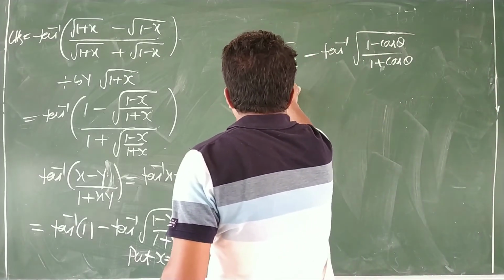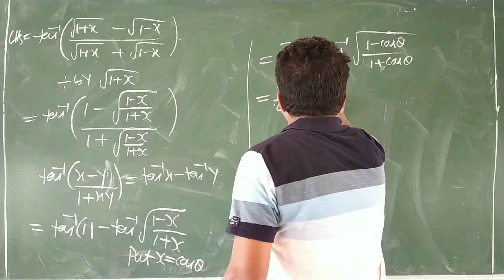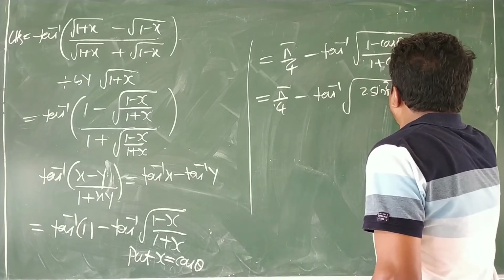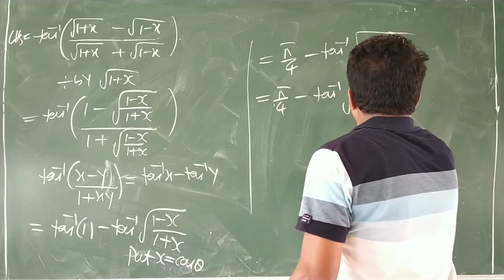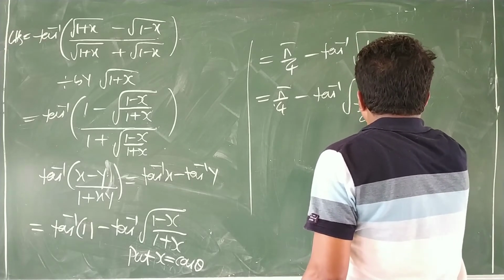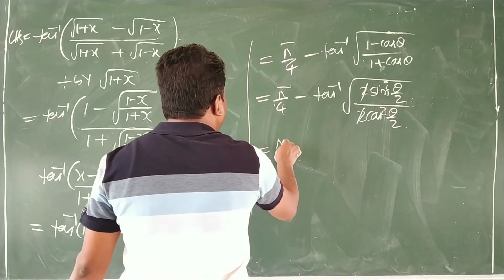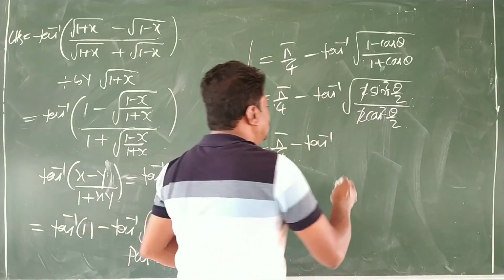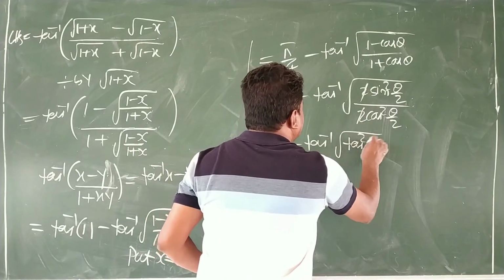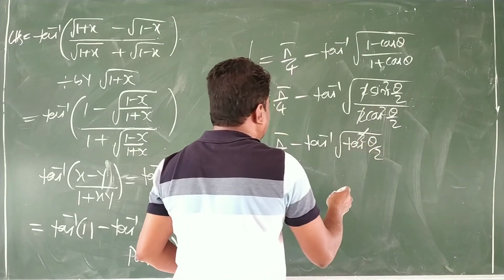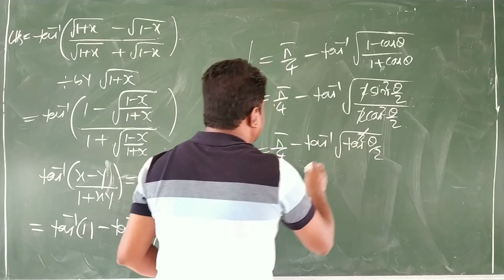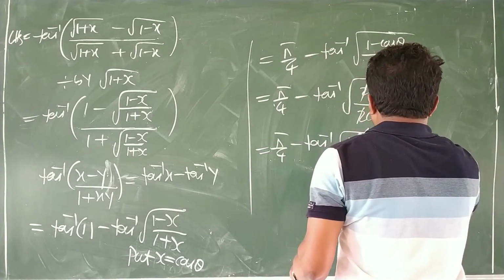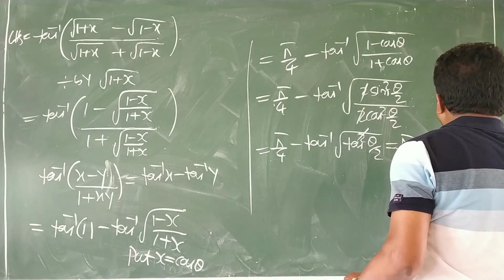Pi by 4 minus tan inverse of root. So what is 1 minus cos theta? 2 sin square theta by 2. 1 plus cos theta is 2 cos square theta by 2. The 2 gets cancelled. Pi by 4 minus tan inverse of sin square by cos square, which is tan square theta by 2. The square root gets cancelled, so it is pi by 4 minus theta by 2, that is 1 by 2 into theta.